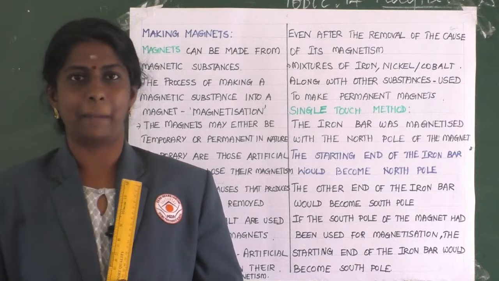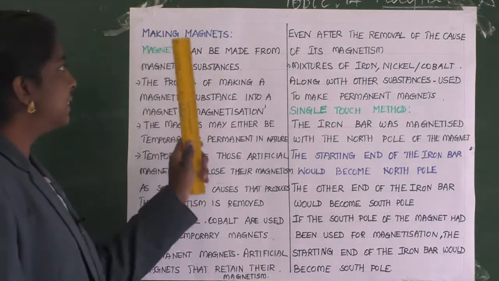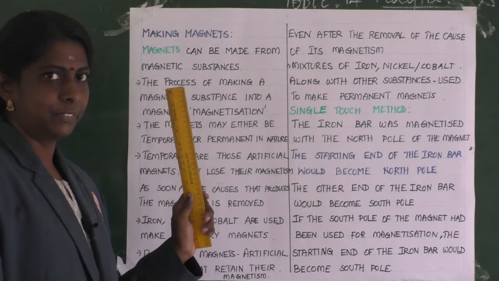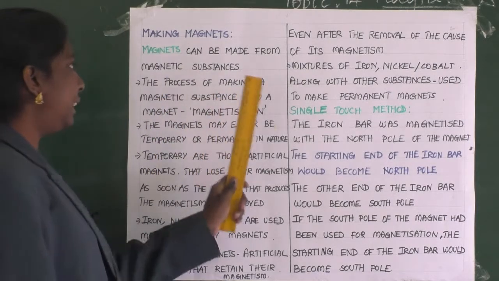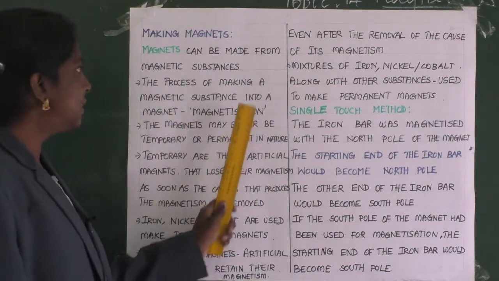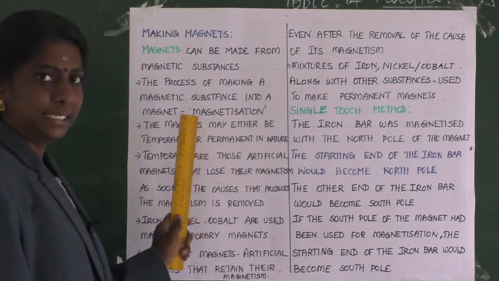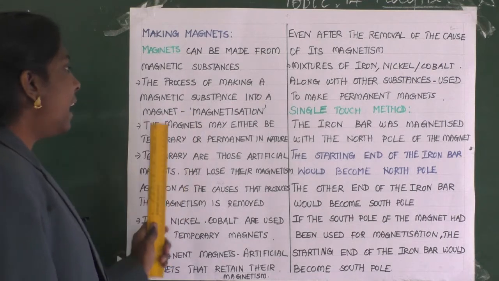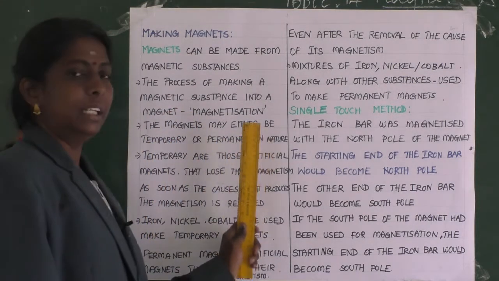Methods of making magnets. Magnets can be made from magnetic substances. The process of making a magnetic substance into a magnet is called magnetization. The magnets may either be temporary or permanent in nature.